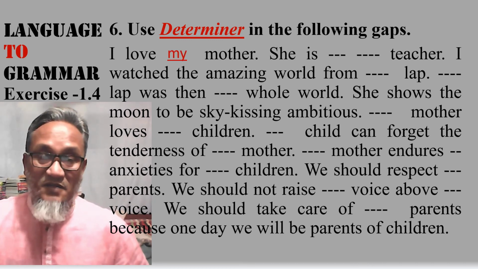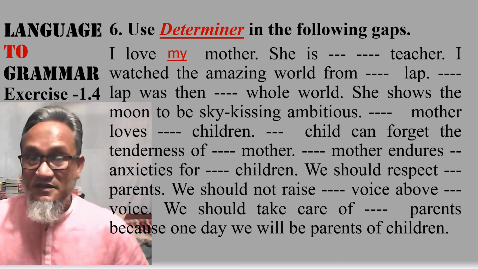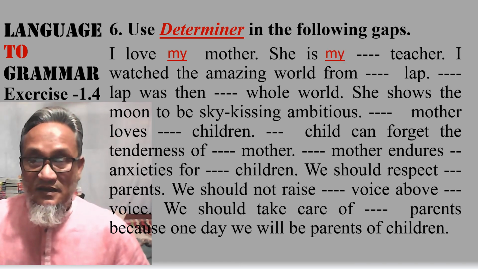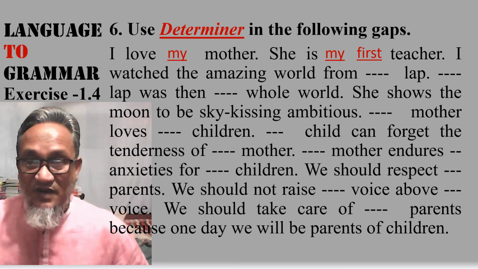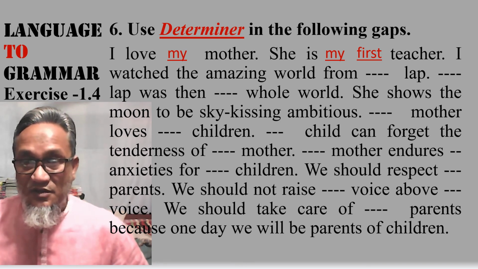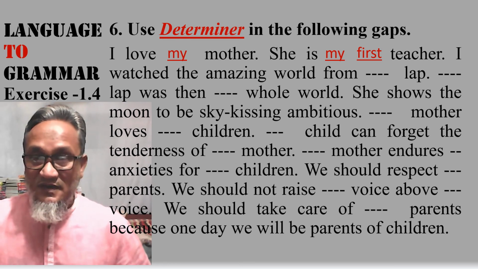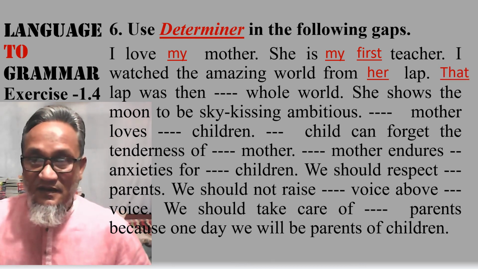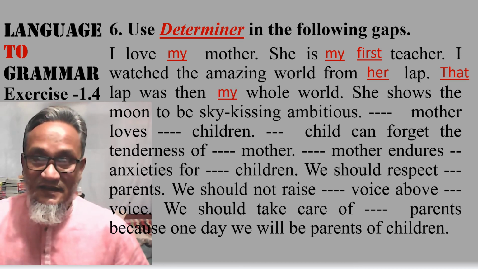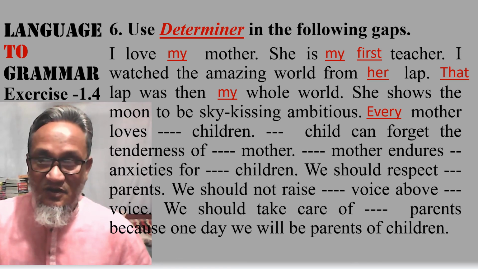Then, my mother. 5 kinds of words are used as determiner. I love my mother. Then my. And then next, she is my first teacher. This one is a possessive determiner. First is also a determiner. I was the amazing one from her lab. This is a possessive determiner. Then that lab was my whole world. Possessive determiner. She shows the moon to be a sky kissing ambitious. Then every mother: every is a determiner.